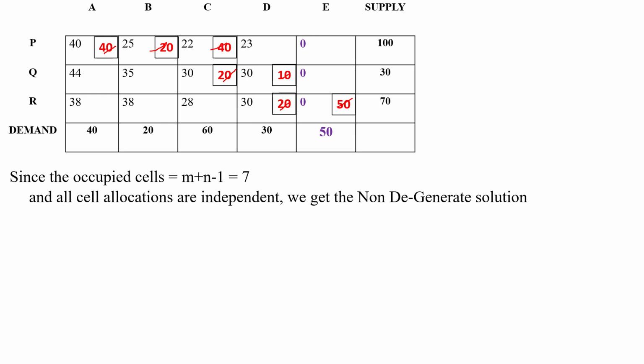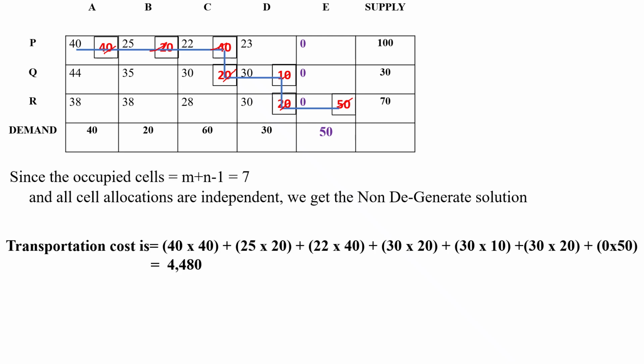Here m equals the number of rows and n equals the number of columns. So the rows are P, Q, R, that is 3, and the columns are A, B, C, D, E, that is 5. So m equals 3, n equals 5. So 3 plus 5 minus 1 equals 7. So the number of allocations is equal to m plus n minus 1, and moreover all these allocations are in independent positions. So we got a non-degenerate solution.